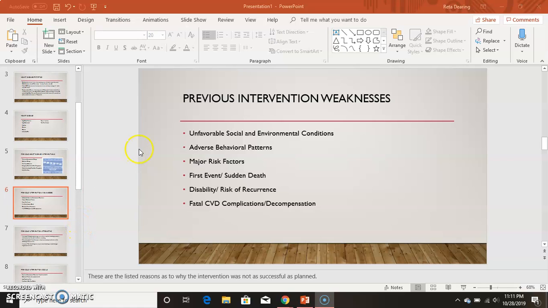The weaknesses listed for the previous intervention were unfavorable social and environmental conditions, adverse behavioral patterns, major risk factors, first event sudden death, disability, risk of recurrence, fatal CVD complications, and decompensation.